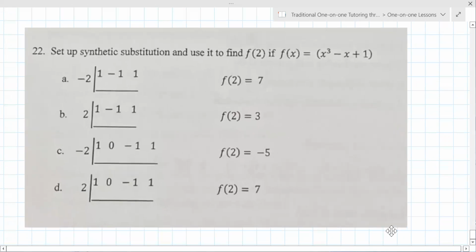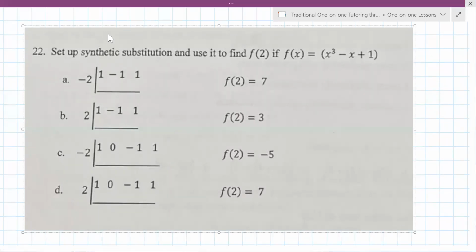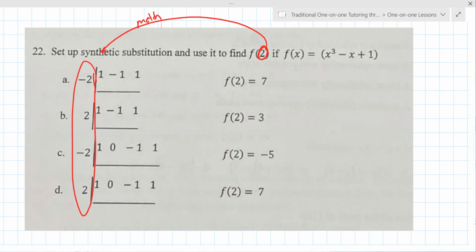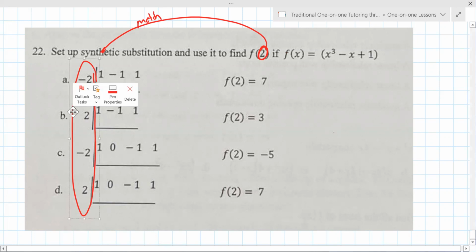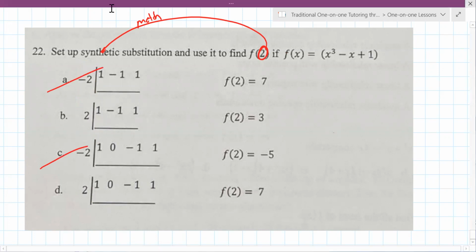Okay, so 22, right off the bat, there's this technique in standardized tests, which is: what's the same and what's different in the answers? And what's the same and what's different here, you notice that the front numbers are all different. This 2 needs to match. So that means there's a couple you just get rid of. It's not A and it's not C.